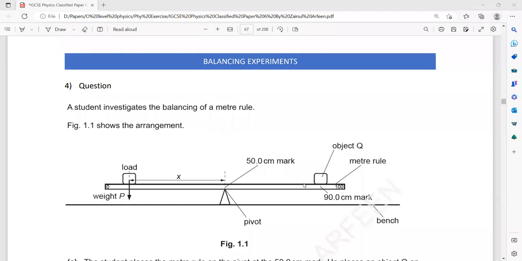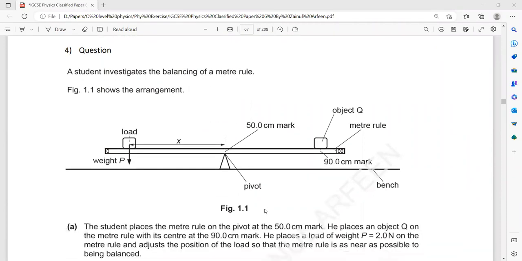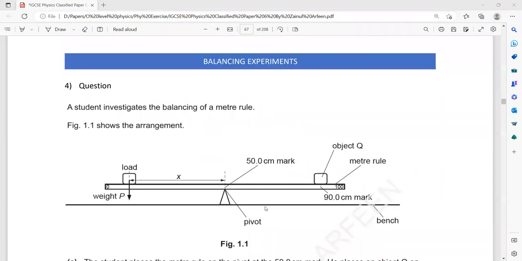So ATP classified paper 6 balancing experiment, question number 4. A student investigates the balancing of a meter rule or a meter scale, and you can see the arrangement. P and Q are the two loads which are placed. By looking at this figure, can you identify which one is heavy? Is it P or Q?